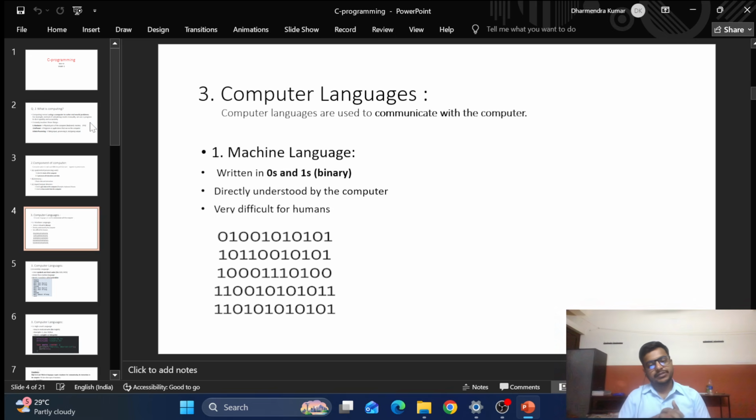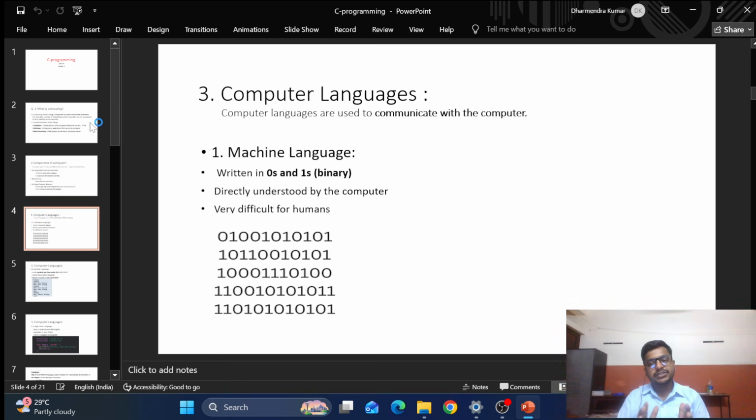Now, computer language. Suppose you want to communicate with me, then you need one language, whether it is Hindi, English, or anything. So if you want to communicate with the computer, then we need a computer language. There are three types of computer language. First one is machine language. This language is understandable by the machine, by the computer. A computer can't understand Hindi or English. It understands only machine language.